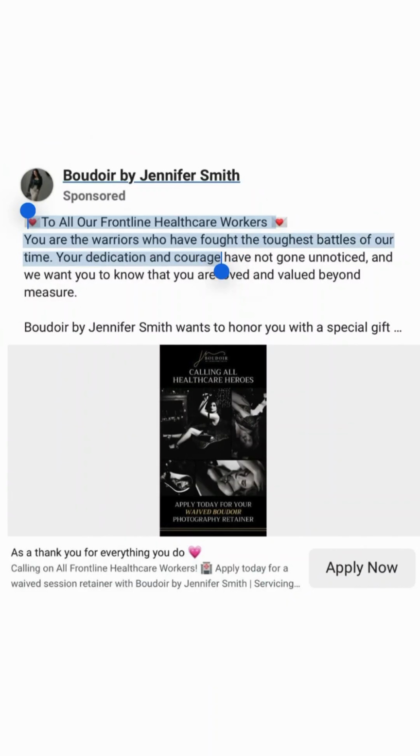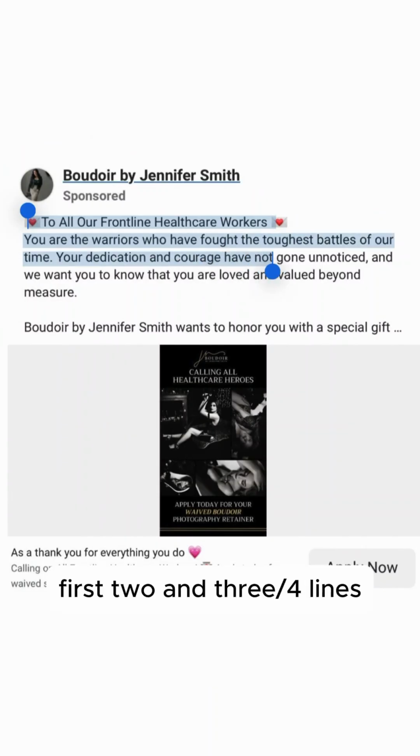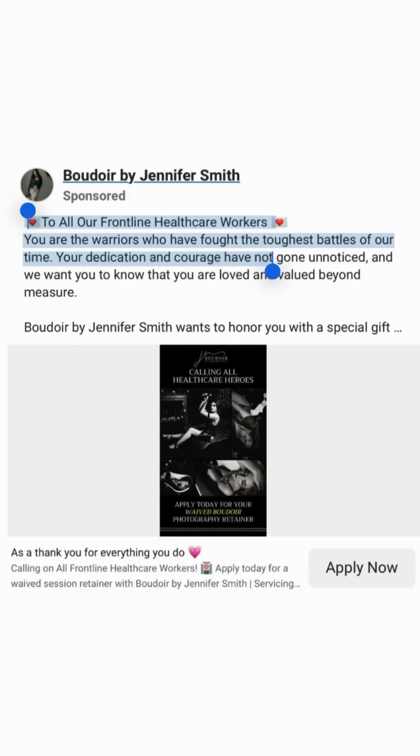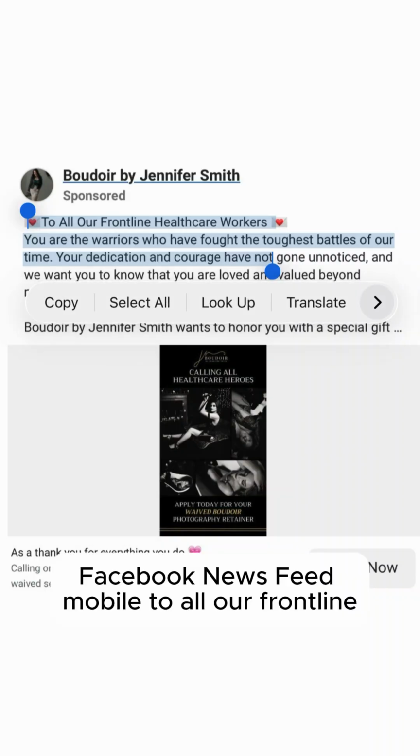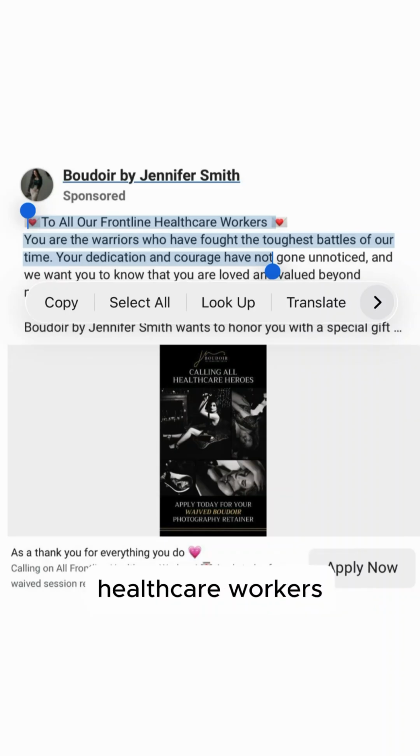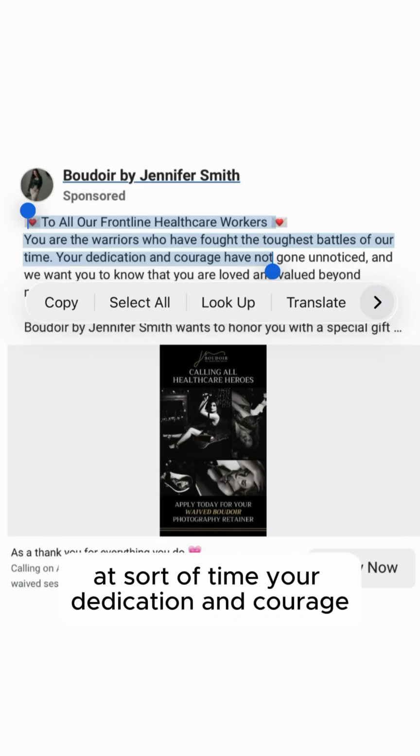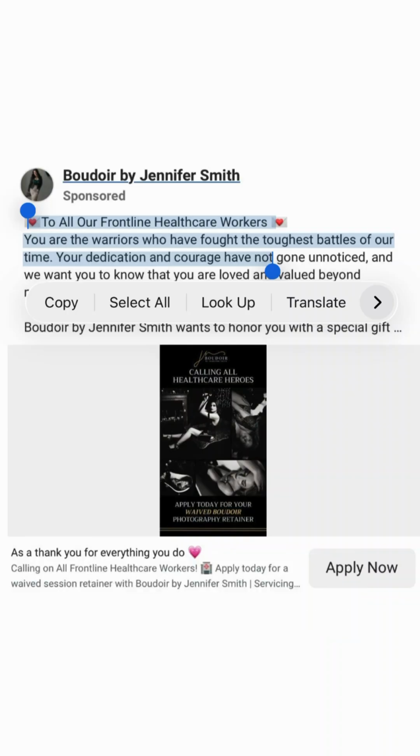Finally, look at the See More headline, first 2 3/4 lines, Facebook newsfeed mobile. To all our frontline healthcare workers, you are the warriors who have fought the toughest battles of our time. Your dedication and courage.